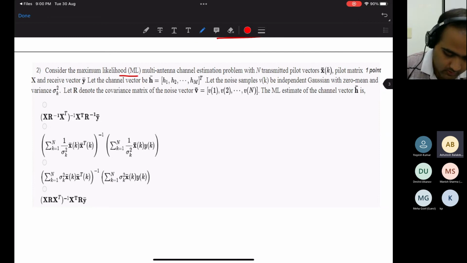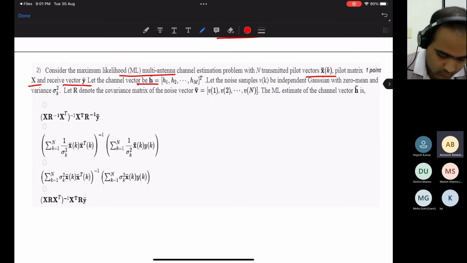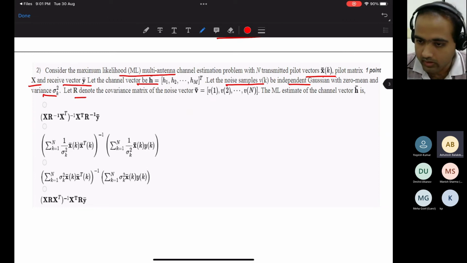So we have a multi-antenna channel estimation. We have a transmit matrix X, a pilot matrix X, a receive vector Y, and a channel vector H with M parameters. We are given that the noise samples are independent Gaussian, zero mean, variance sigma square. R is my covariance matrix.